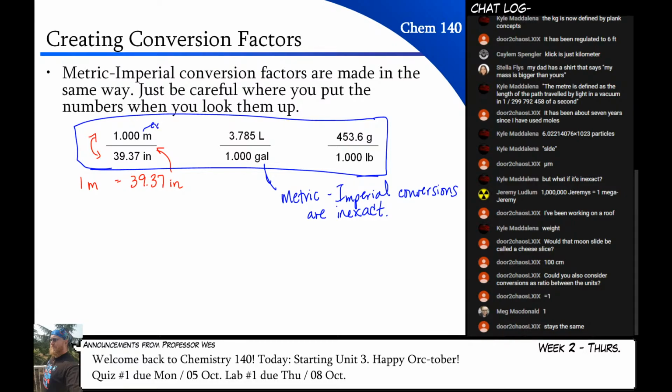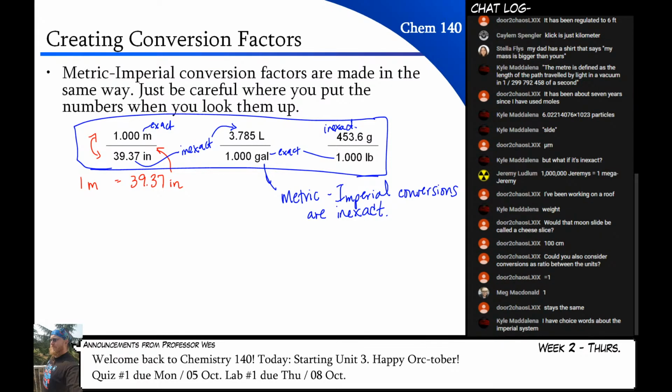So this top one is exact because it's 1. This bottom one right here is exact also. But the ones with decimals are inexact. So if you're using these conversion factors, the number of significant figures in your answer may be affected by them. Okay? So it's very important to write down as many significant figures as you can for these conversion factors.